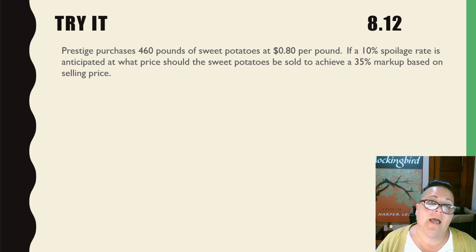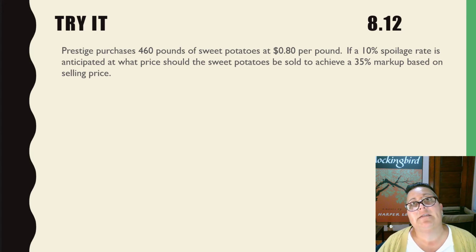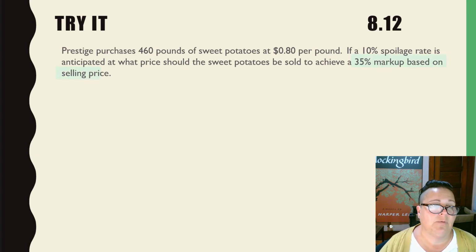So a couple of key points. They've got 460 pounds of sweet potatoes. They're selling them at 80 cents per pound. I know there is a 10% spoilage rate anticipated, meaning I'm not entirely sure it will be a 10%, but that's the average. I know that it is a 35% markup based on selling price. So I'm going to need that, because the markup based on selling price and the markup based on cost are the two different ways I can figure this. This one is a markup based on selling price.